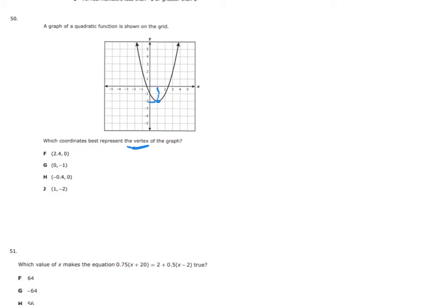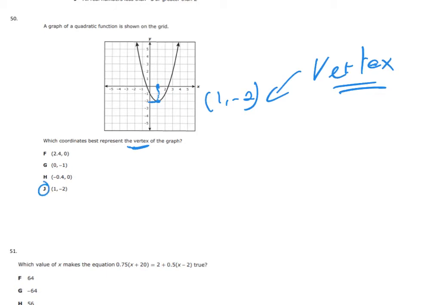The points are represented by x and y. So x for this point is 1, as you can see, that's 1 right here. And the corresponding y is going to be negative 2. So that's going to be the vertex, right? The vertex is going to be 1 and negative 2. So the answer is going to be J.